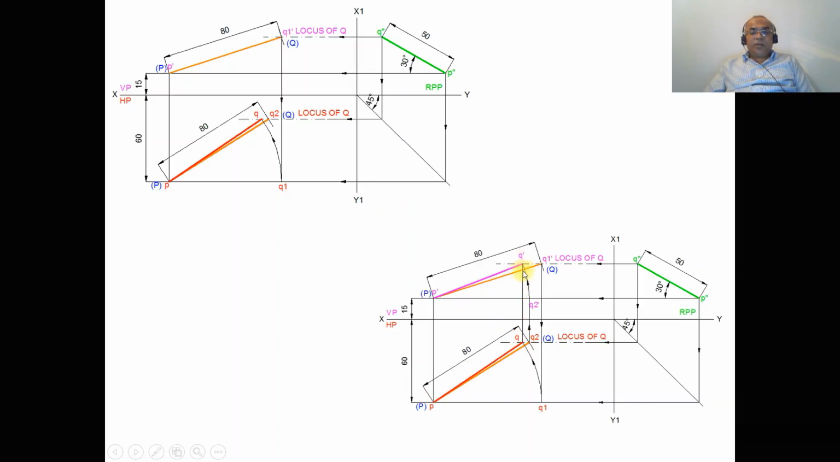Then from Q dash you draw a vertical projector to the top view where it touches small q. When you do that, this becomes a vertical line, and only then is your problem going to be right. So this is how you will be able to solve this problem by using the sketchbook.